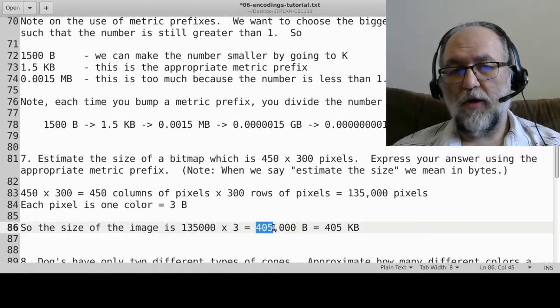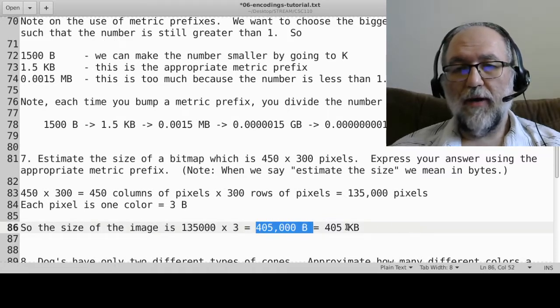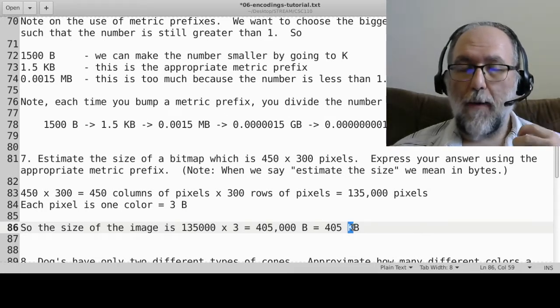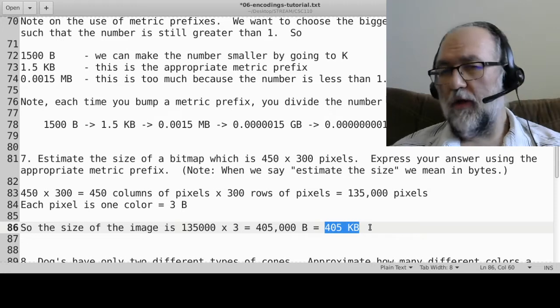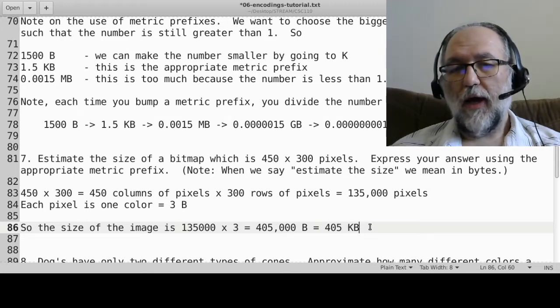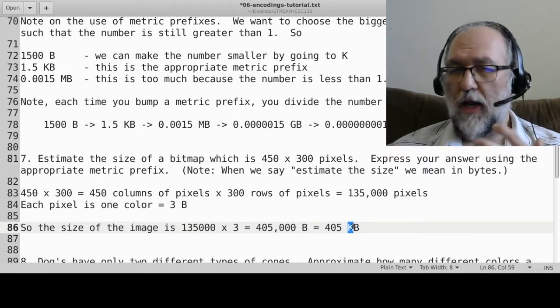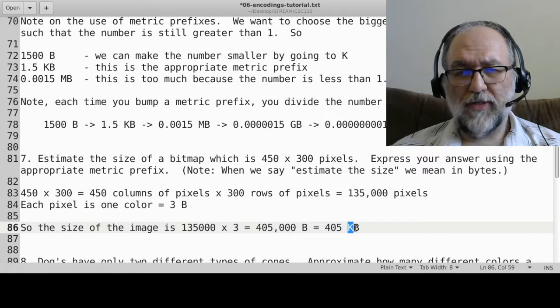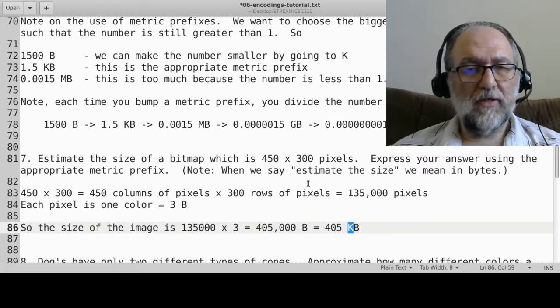Like this one, you could say 450,000 bytes, but if you read kilo as 1,000, this also reads 450,000 bytes. Usually we would say 450 kilobytes, but kilo and 1,000 are synonymous. So I hope that helps to make sure you understand what these metric prefixes mean.